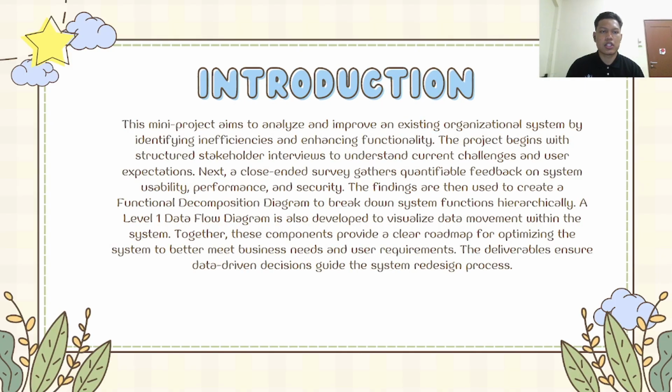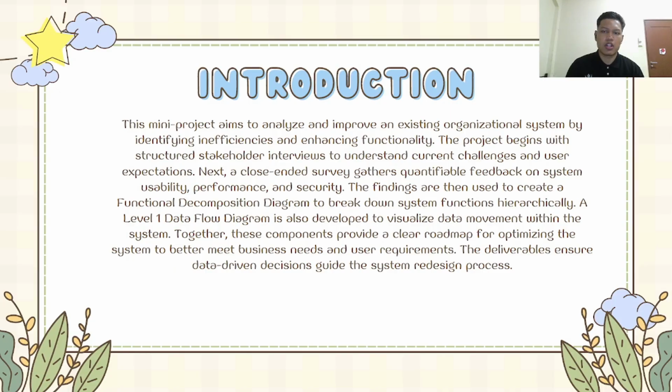First, we go to the introduction. This mini project aims to analyze and improve an existing organizational system by identifying inefficiency and enhancing functionality. The project begins with a structured stakeholder interview to understand current challenges and user expectations. Next, a close-ended questionnaire gathers quantifiable feedback on the system's usability, performance, and security.